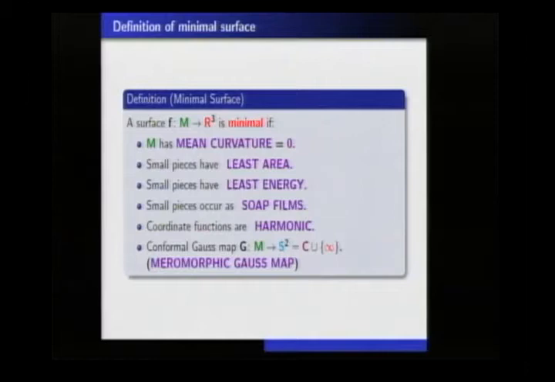So this is one way to define minimal surfaces. In other words, you could take any of these equivalent properties. Our usual property is that it has zero mean curvature. Small pieces relative to their boundaries have least area or least energy, or can be realized by approximated physical soap films bounding a wire. The coordinate functions are harmonic. That's very important for certain properties about minimal surfaces, certainly properties like understanding Brownian motion on minimal surfaces.